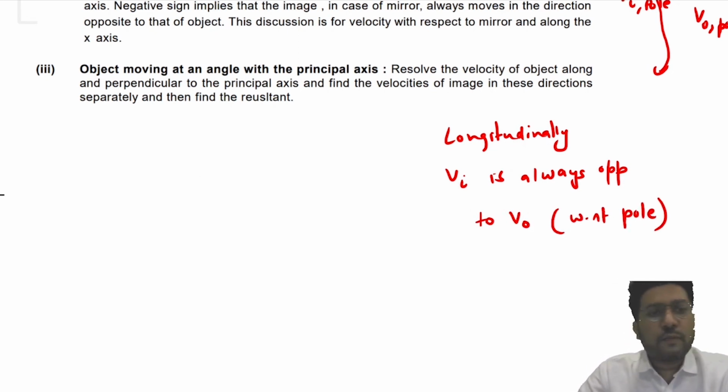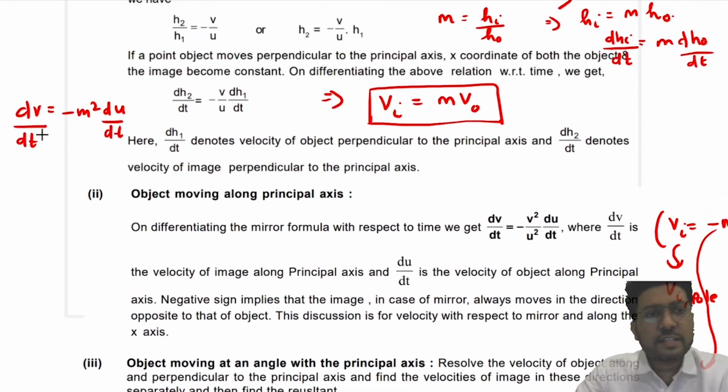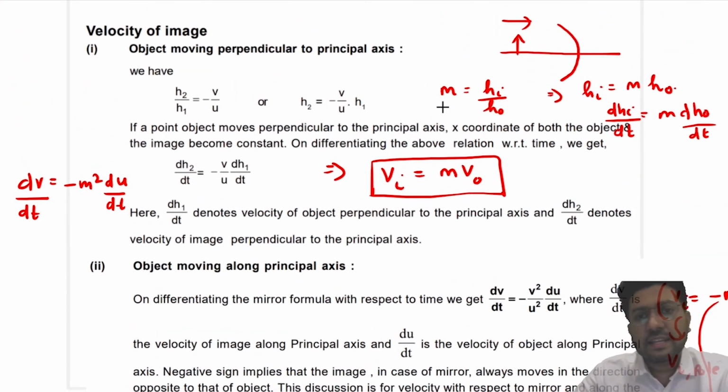Okay. So when the object is moving laterally, that is perpendicular to the principal axis, in that case the image can move either opposite to the object, or you can say it can move along the object, depending on whether the image formed is inverted or erect.